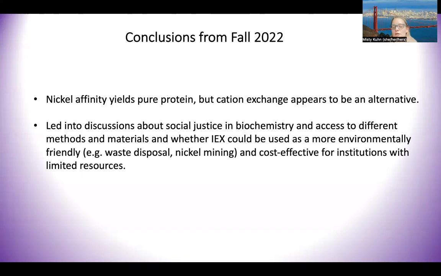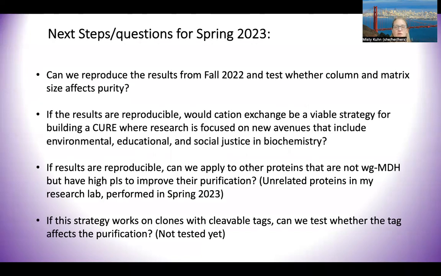At the end of the fall semester, those students decided they wanted to look into this in more detail. One of the very first things they wanted to do was say, okay, we have this preliminary data from the fall semester from the class. Can we actually reproduce the results, or was this just a fluke? They also needed to figure out if the column size was going to affect the purity. They hadn't taken very good notes about which column they actually used. So we designed an experiment for them to test a couple of different column matrices in addition to what we had done before.